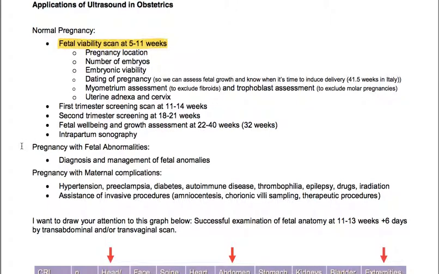We can have a pregnancy with fetal abnormalities, so diagnosis and management of fetal anomalies, and pregnancy with maternal complications like hypertension, preeclampsia, diabetes, autoimmune disease, thrombophilia, epilepsy, drugs, irradiation, or assistance of invasive procedures with amniocentesis, chorionic villi sampling, therapeutic procedures.